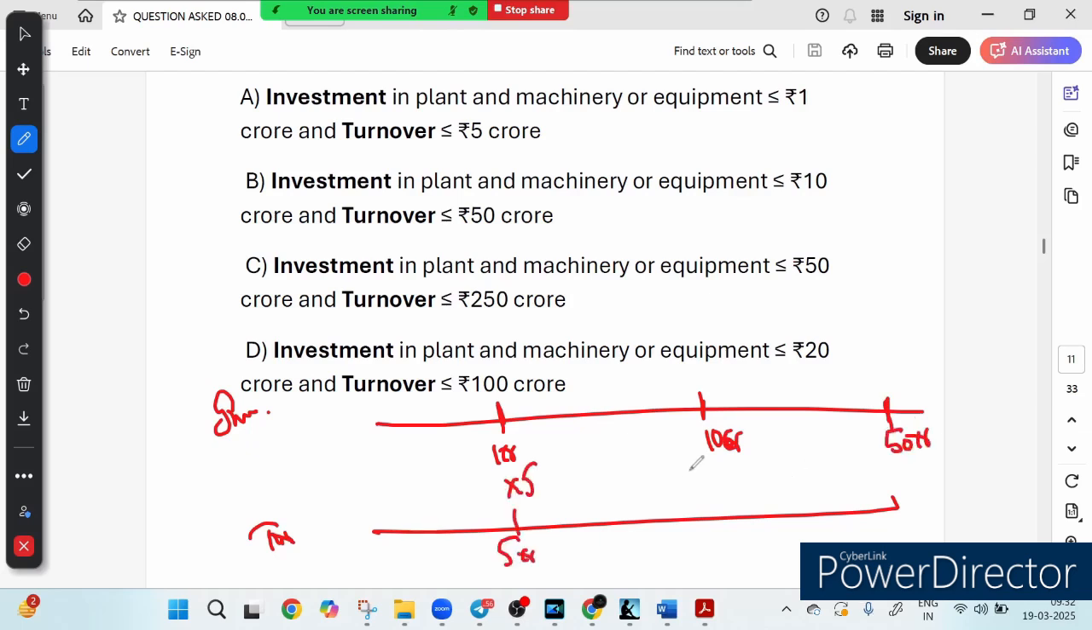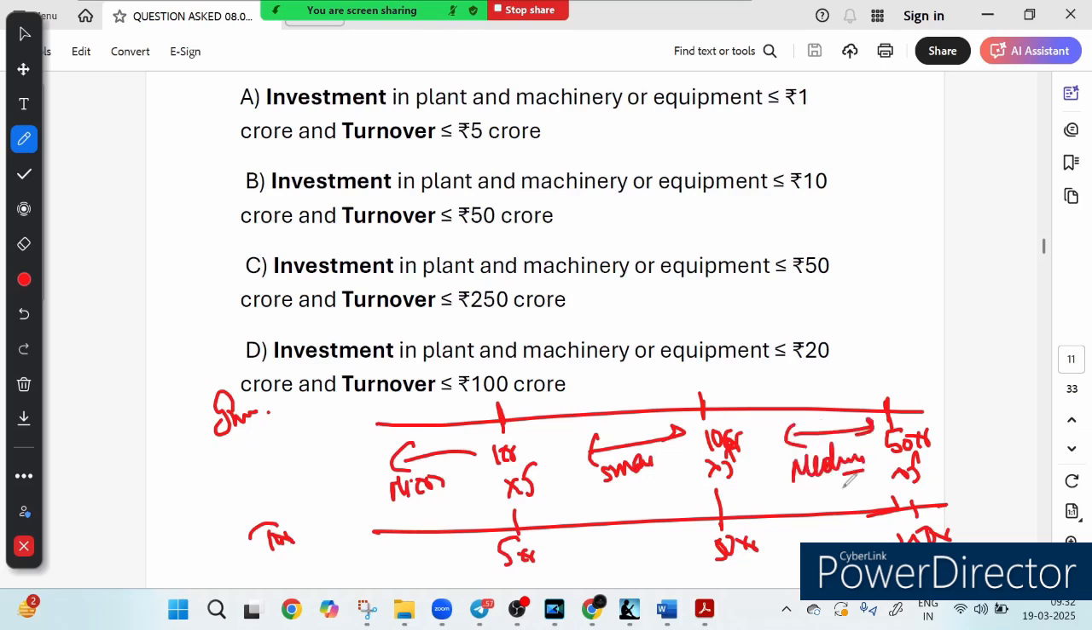This is how much? 50 crore. Just multiply it by 5. This is how much? 250. So 1, 10, 50 and then multiplied by 5. So this region is for micro. This region is for small. And this region is for medium. Now you can easily remember it. No need to memorize anything.